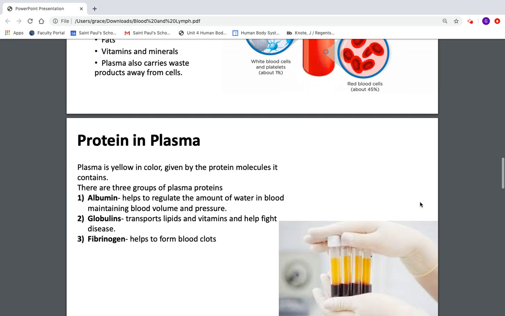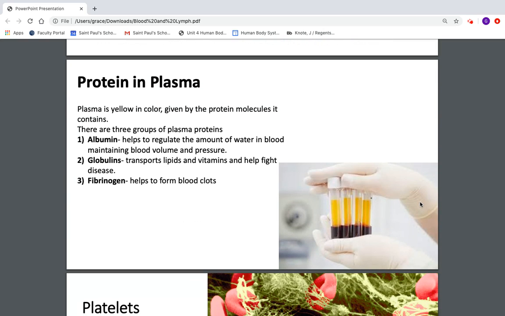So there are 3 different types of proteins in plasma, which is what gives plasma its yellow color. So the 3 groups of plasma proteins include albumins, which help to regulate the amount of water in blood, maintaining blood volume and blood pressure.